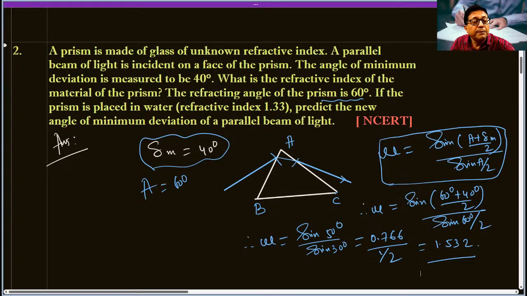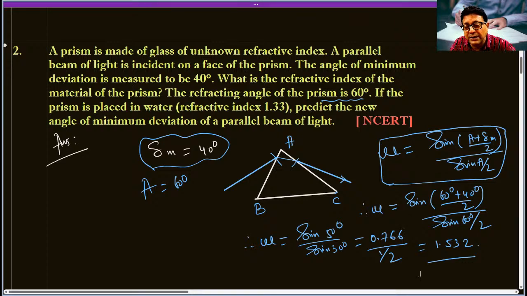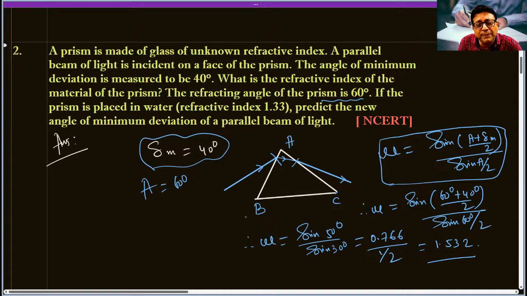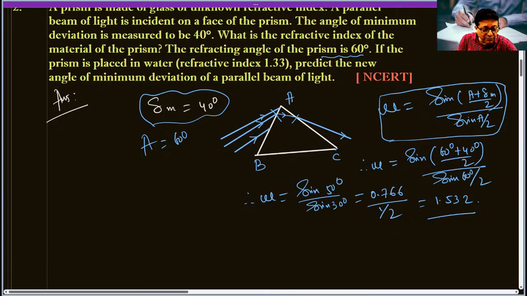If the prism is placed in water, predict the new angle of minimum deviation of a parallel beam of light. Any beam of light, I just took a parallel beam, incident in this manner. They are all parallel. They are incident, and in that case the deviation, the way I explained, will be the same. Here, if you surround it by another medium, then the angle of minimum deviation is obviously going to change.